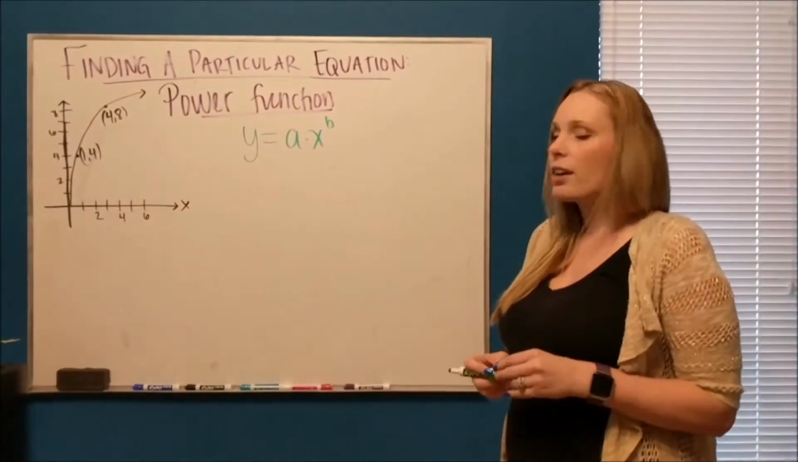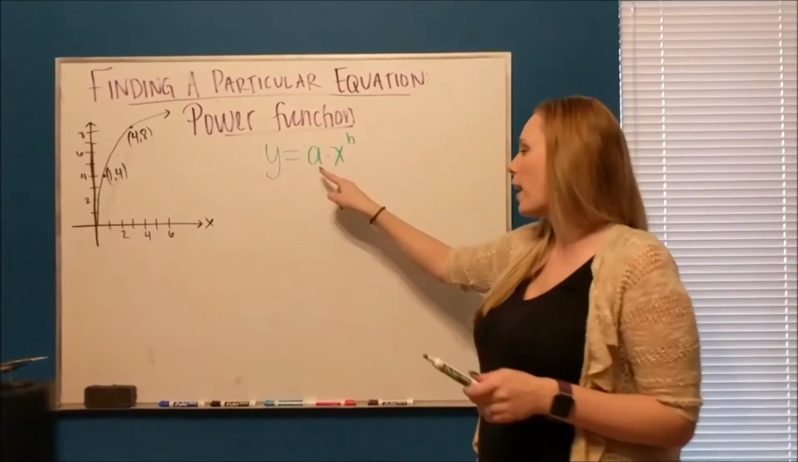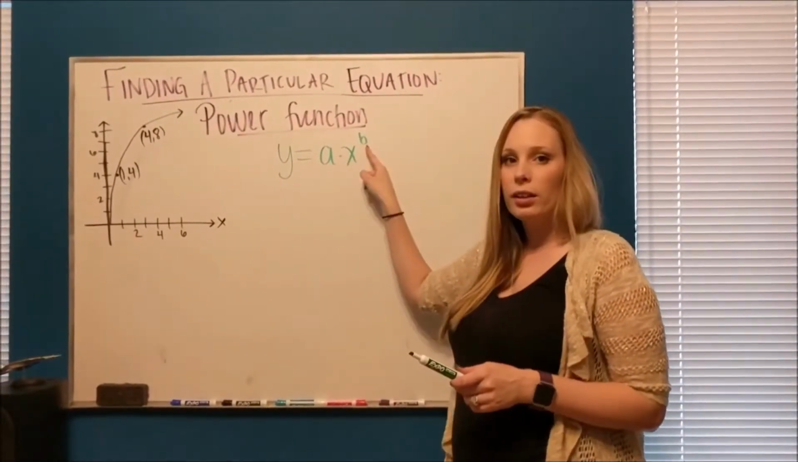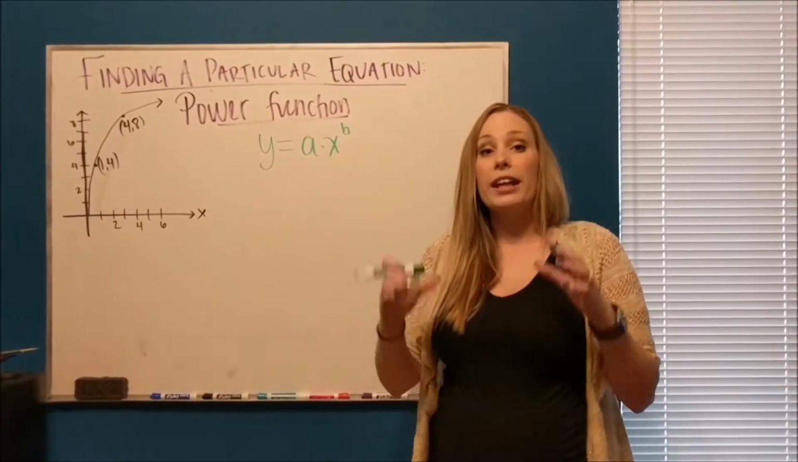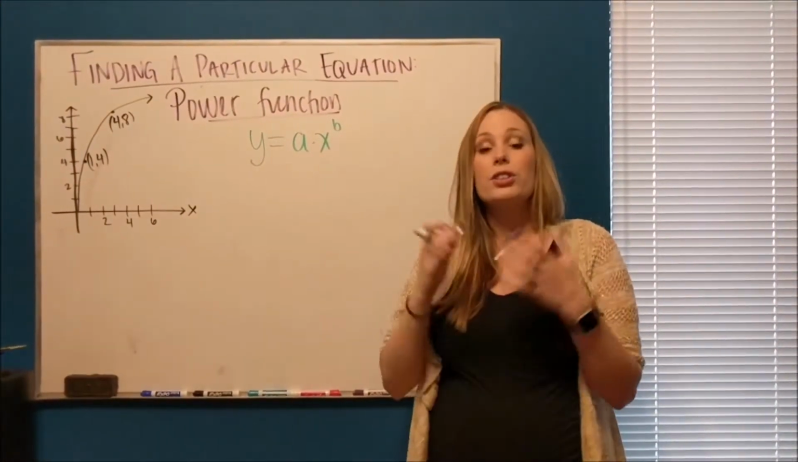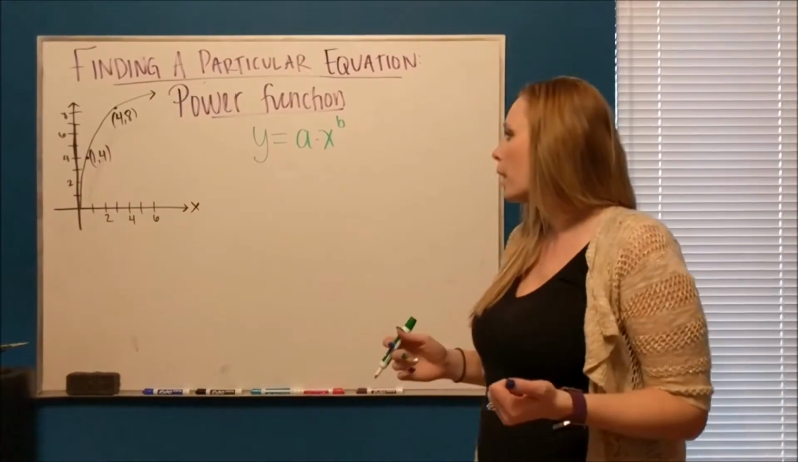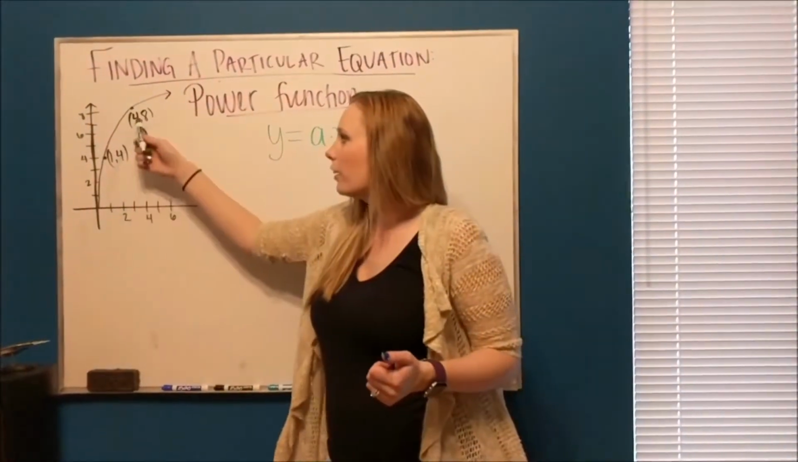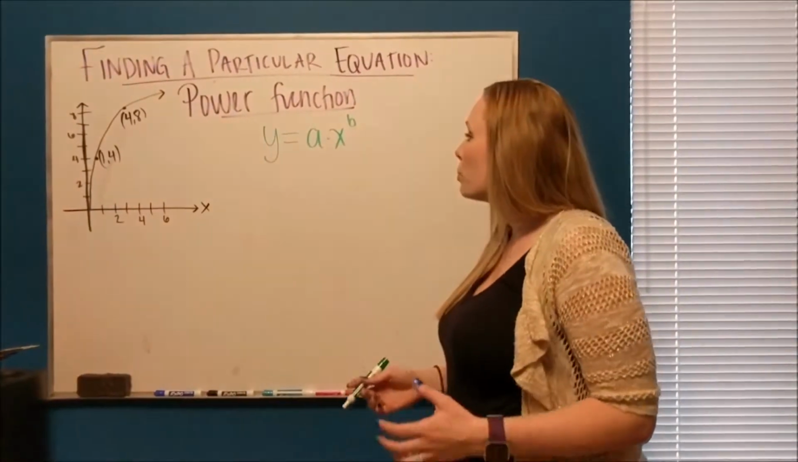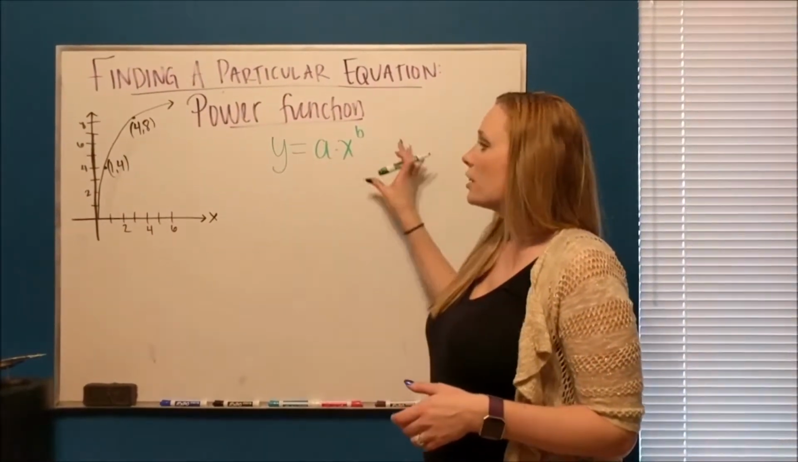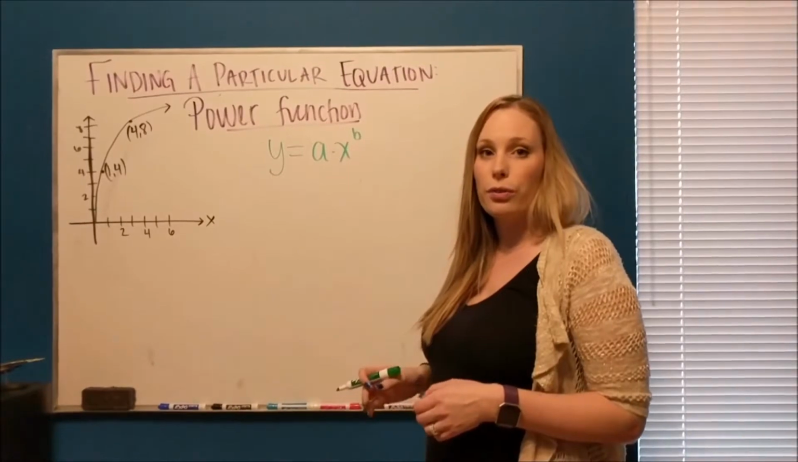When I look at this, I have 2 unknowns. I have a and I have b, which means that I need to have at least 2 points so that I can set up a system of equations and I can solve for those unknowns. Well, looky here. We have 2 points. Because we have 2 points, we have enough information to set this up and solve.